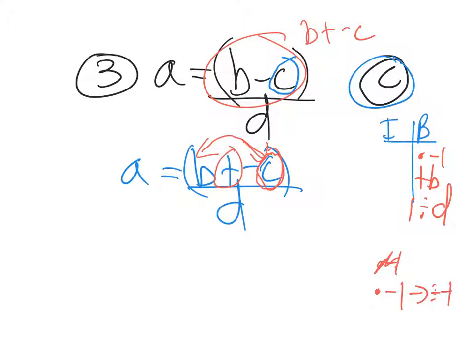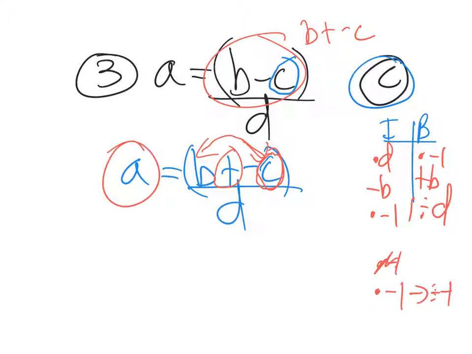Okay, so let's do this. So this one, the inverse is multiply by d, subtract b, and then you're not going to like this, but it's multiply by negative 1. Right? The inverse of multiplying by negative 1 is multiplying by negative 1. That's because dividing by negative 1 and multiplying by negative 1 are the same thing. And it's a lot easier to multiply. Okay, so let's do this.